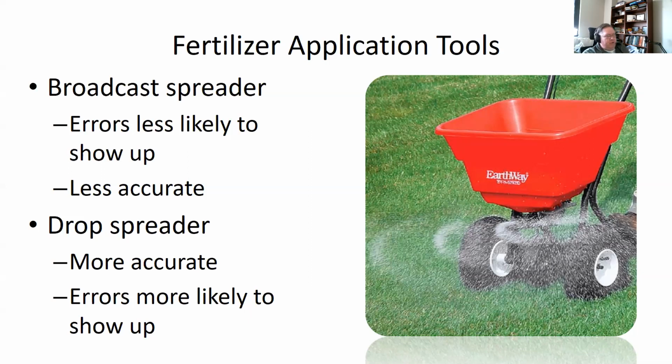Some other things I do is because I am applying at a lower rate, I will go one direction and then I'll go perpendicular to it. So one time I'm going north and south, the next time I'm going east and west. And I'll do half applications that way to make sure at least every area got some.